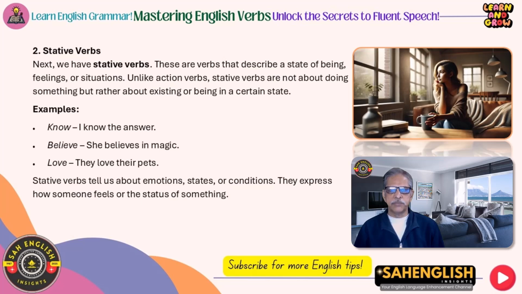2. Stative verbs. Next, we have stative verbs. These are verbs that describe a state of being, feelings, or situations. Unlike action verbs, stative verbs are not about doing something, but rather about existing or being in a certain state. Examples: know, I know the answer. Believe, she believes in magic. Love, they love their pets. Stative verbs tell us about emotions, states, or conditions. They express how someone feels or the status of something.